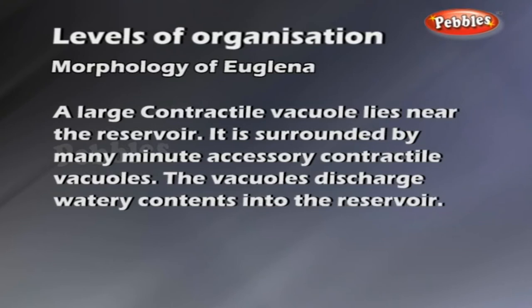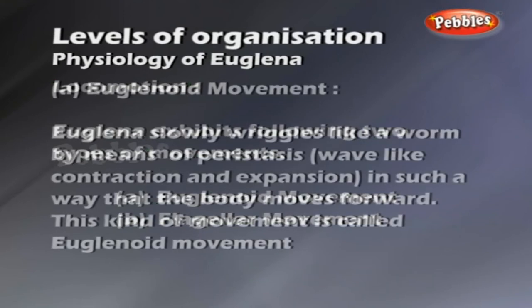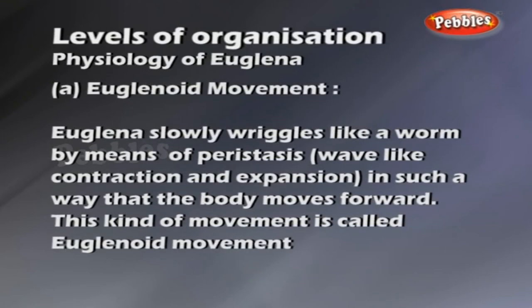Physiology of Euglena. Locomotion. Euglena exhibits the following two types of movements. A. Euglenoid movement. B. Flagellar movement. A. Euglenoid movement. Euglena slowly wriggles like a worm by means of peristalsis, wave-like contraction and expansion, in such a way that the body moves forward. This kind of movement is called euglenoid movement.